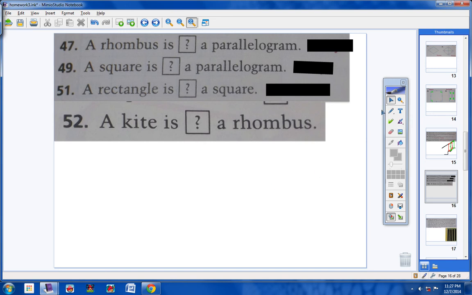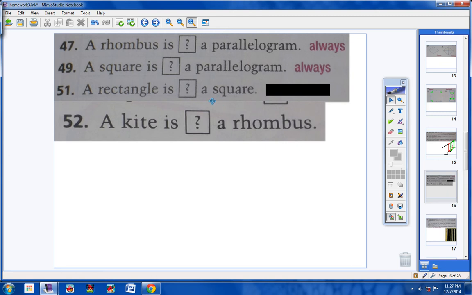A rhombus is a parallelogram. Now, the directions say to answer always, sometimes, or never. A rhombus is a parallelogram. Well, guys, that's always true. That's the definition of a rhombus. A square is a parallelogram. Well, guys, of course, a square is a parallelogram with 4 right angles and 4 congruent sides. So yes, a square is a parallelogram. Always. Yes.